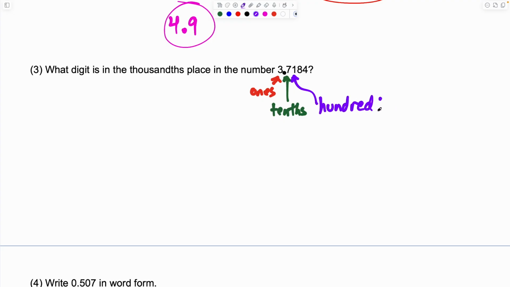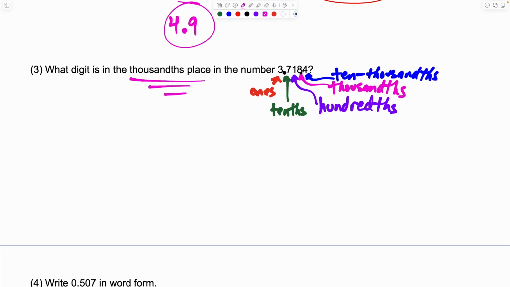So we write 100 and then THS. Then next, the 8 over here is in the thousandths place. And then the 4 at the end, this trailing 4, would be in the 10 thousandths place. So which of these numbers, the question is asking, is in the thousandths place? We have the 8. The 8 is the number we want, and that's our answer.